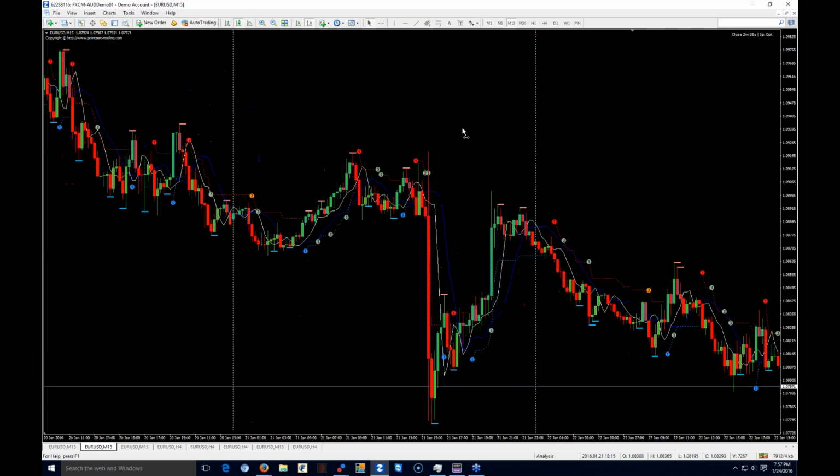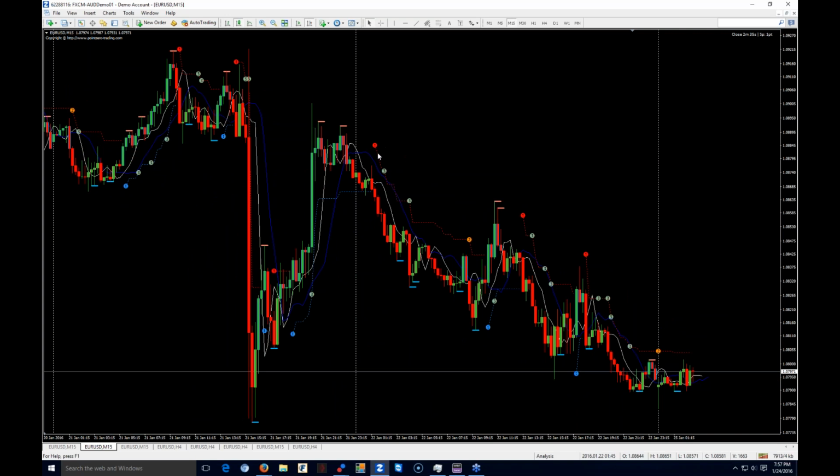Red is going to signify your sells, and blue is going to be your uptrend, okay? So 1 just means a new trend just started. 3 means it's a continuous trend. 2 is pretty much a pullback.